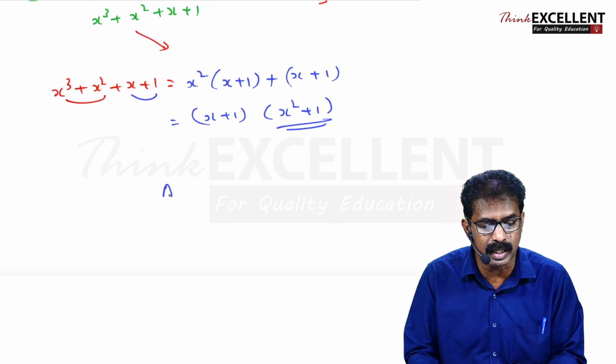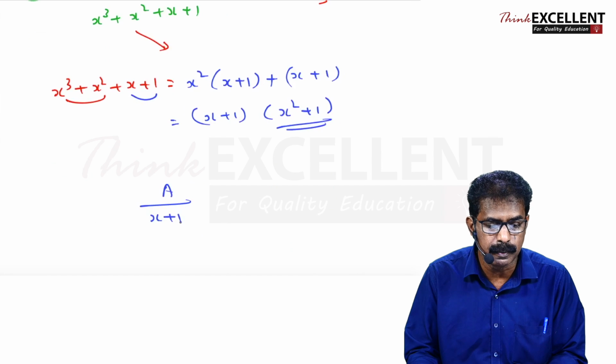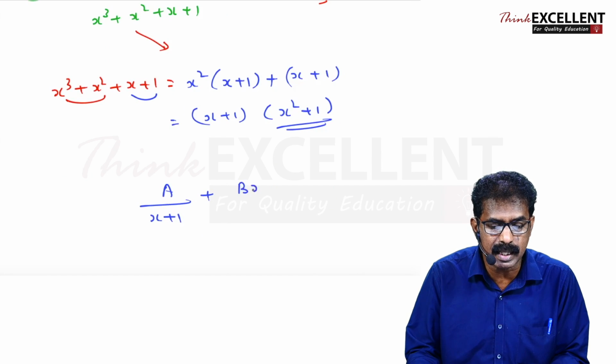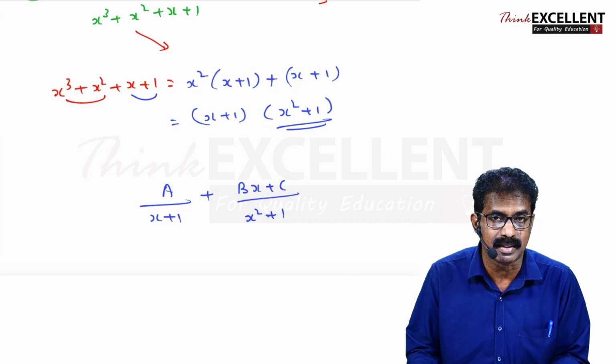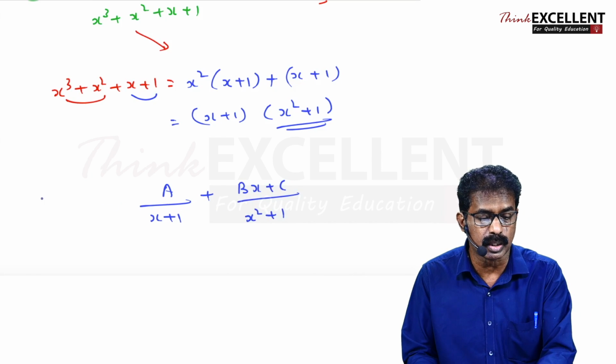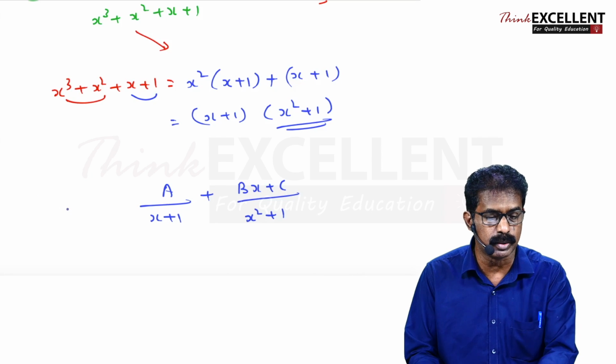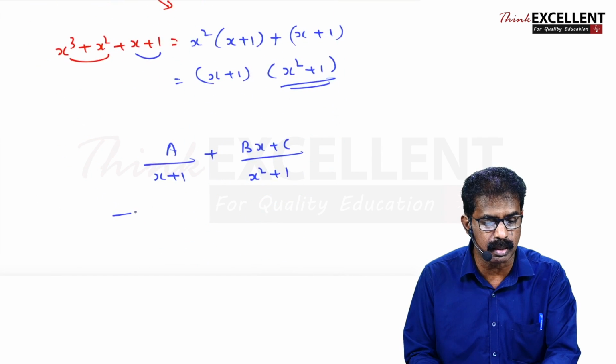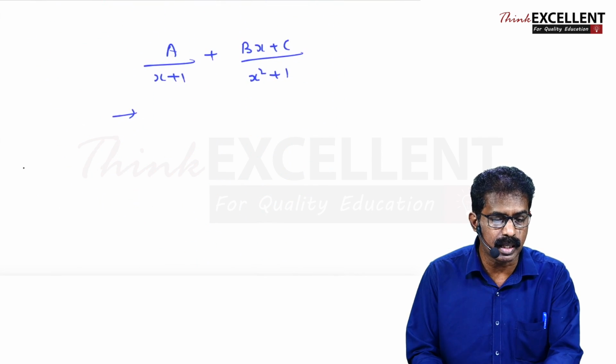Now when you write a by the first one, plus for the second one, bx plus c by x square plus 1. You cannot factorize it, right? So hope you understood how to do it. Then the remaining you know you can do. The LHS, right? You take the LCM and do that. Okay, so this is one sum. You try to complete it. Then we'll take one more question.